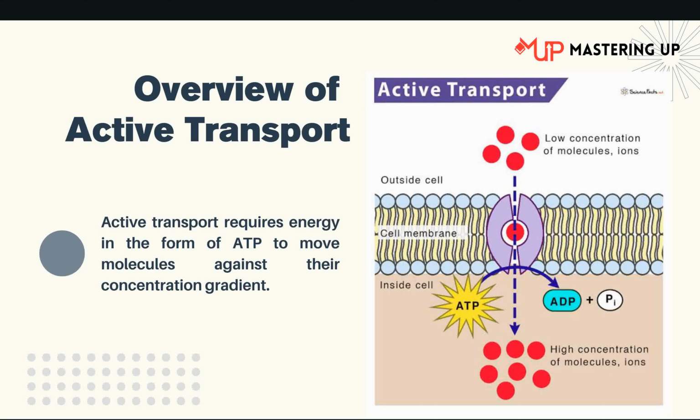Here is an illustration showing active transport of molecules or ions from a region of lower concentration to high concentration, which is against their concentration gradient. Here, the ATP molecule is utilized. This transport requires energy, where the ATP is converted into ADP and phosphate ion.